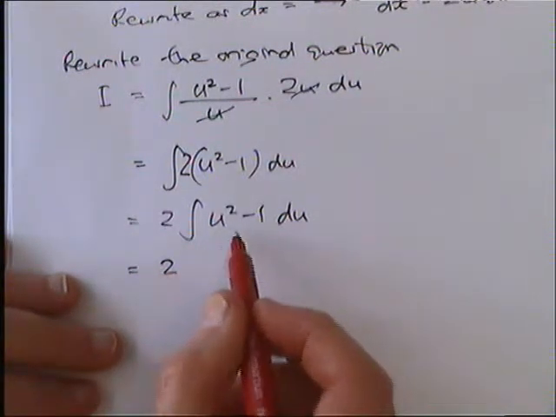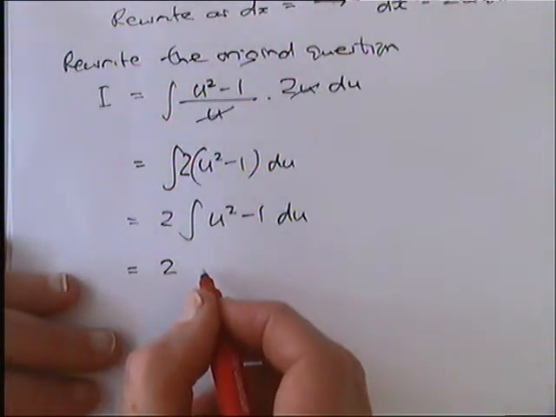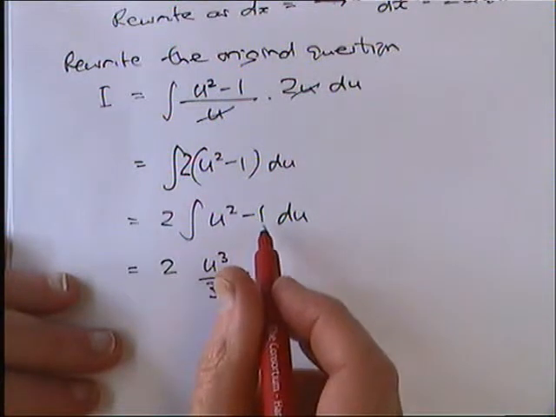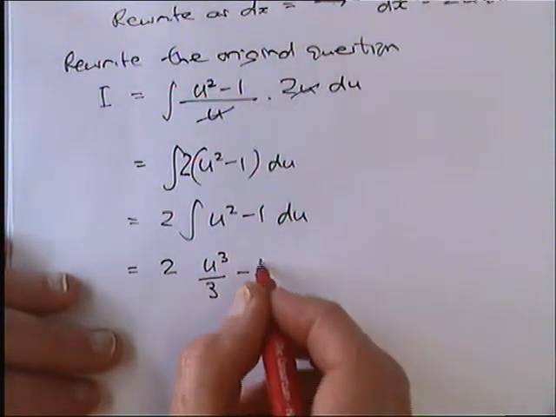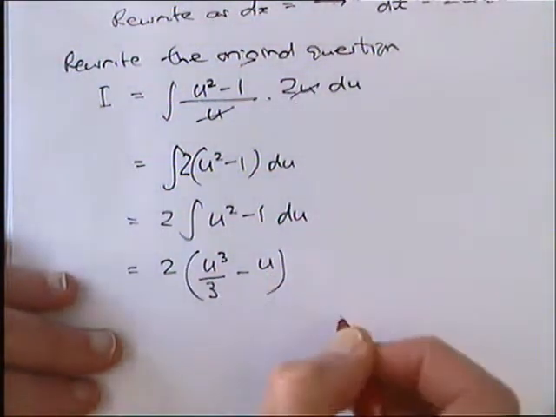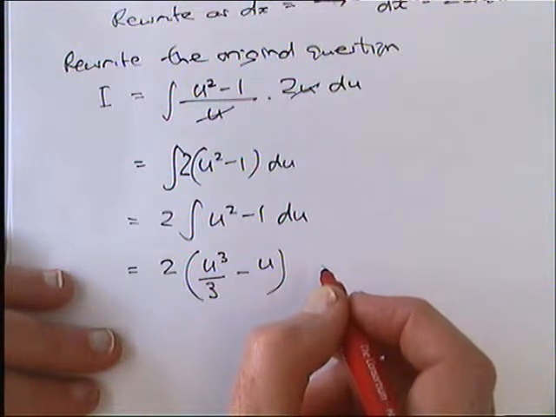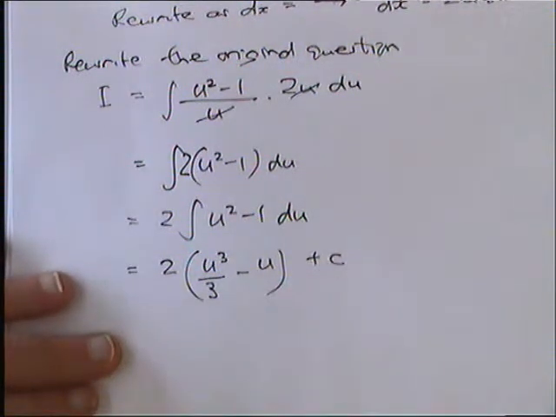If you integrate u squared with respect to u, what do you get? Anybody? U cubed over 3. If you integrate 1 with respect to u, what do you get? U. And now I've finished integrating, what do I need to write down? Because I have no more integrating to do. Plus c. So I've done my integrating.